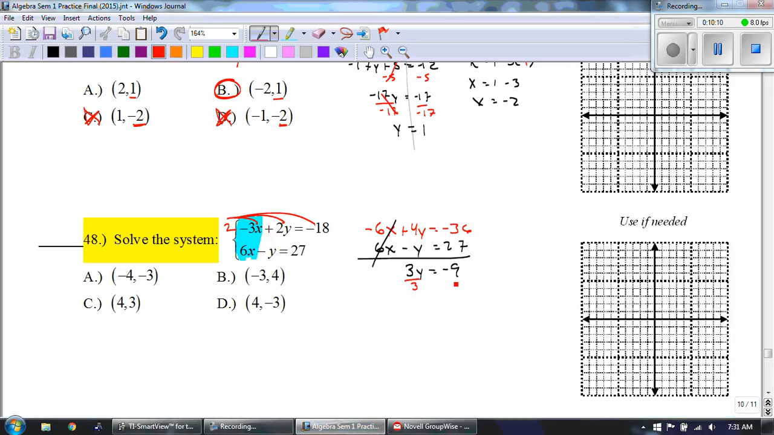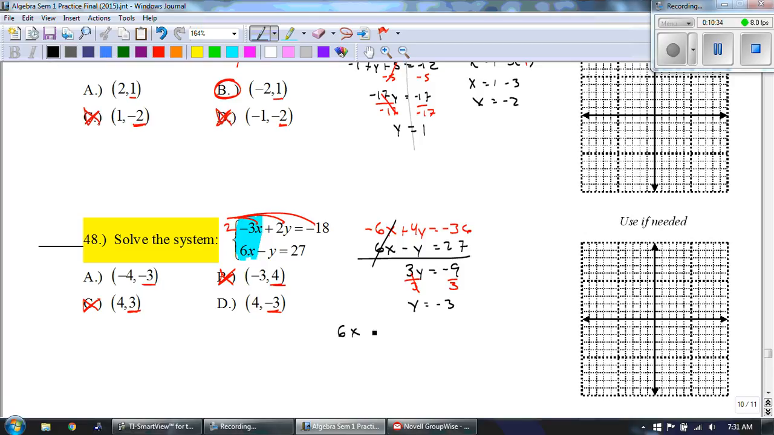Solve for y, and I get that y equals negative 3. So same thing, I'm looking to see which ones have y as negative 3. And now I'm going to go back and plug in, and it doesn't matter which one you do, so I'm just going to do the bottom one.